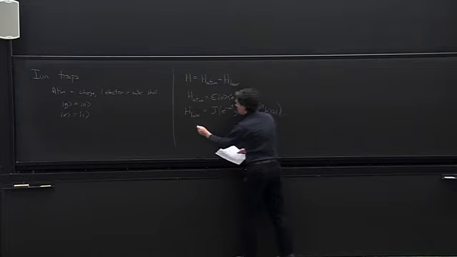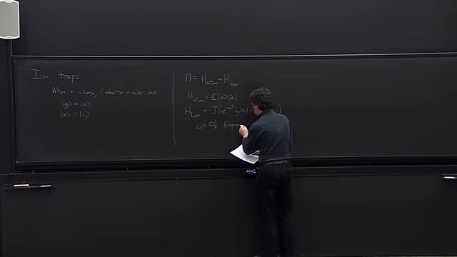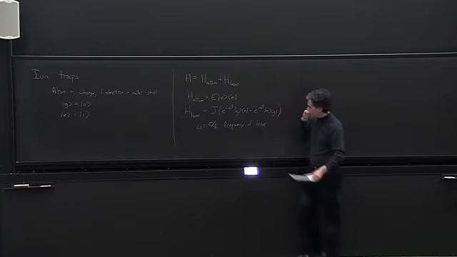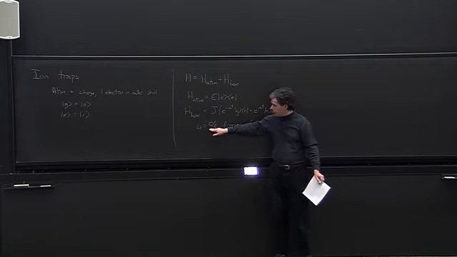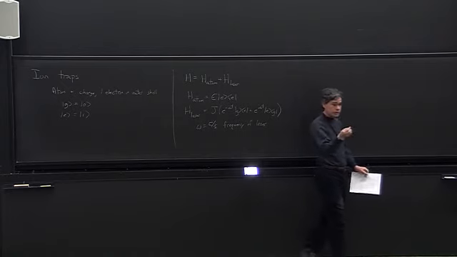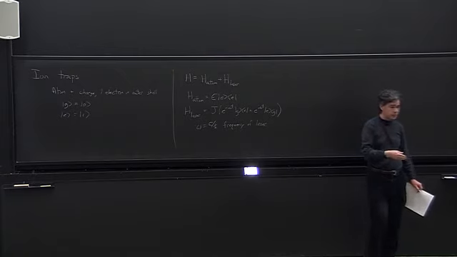And omega is E over H bar, the frequency of the laser. And so the laser here, you see, has a frequency equal to the energy difference between the ground and excited state. So it's what's called on resonance, right? And that means that when you shine this laser on this atom, it will cause the atom to transition from the ground state to the excited state or back.